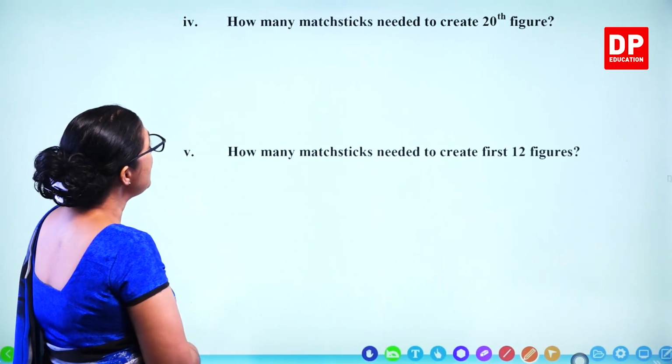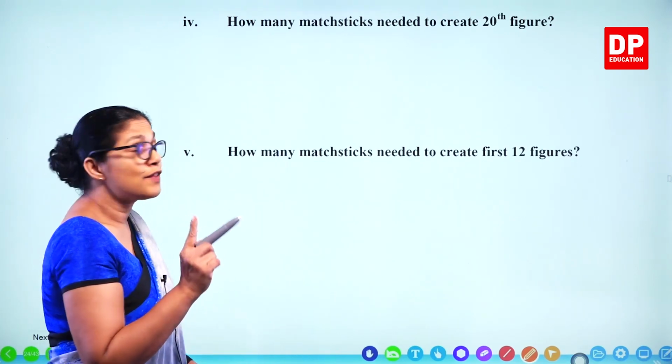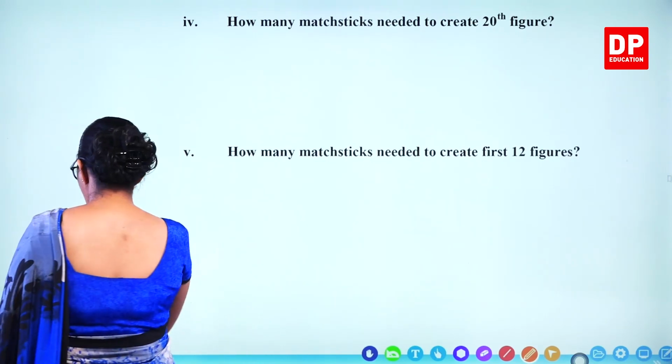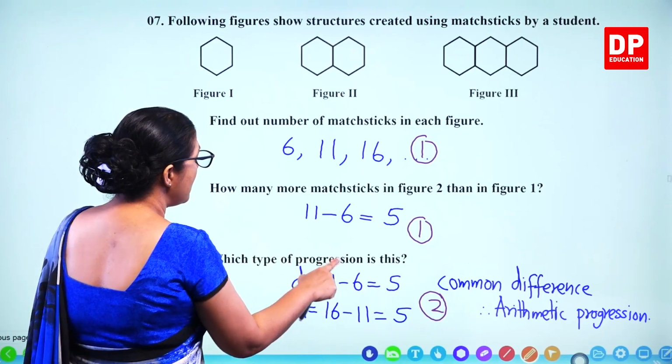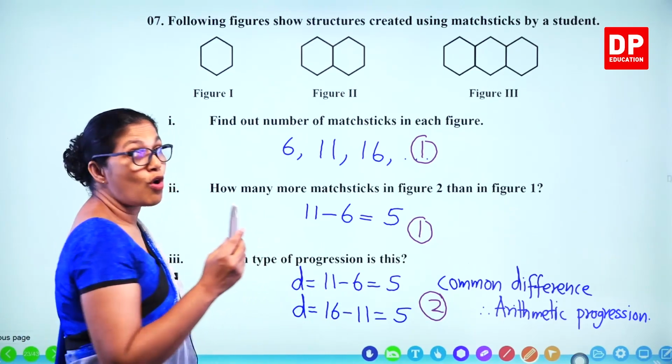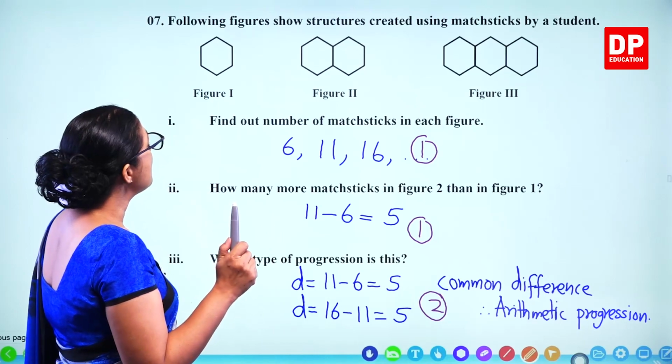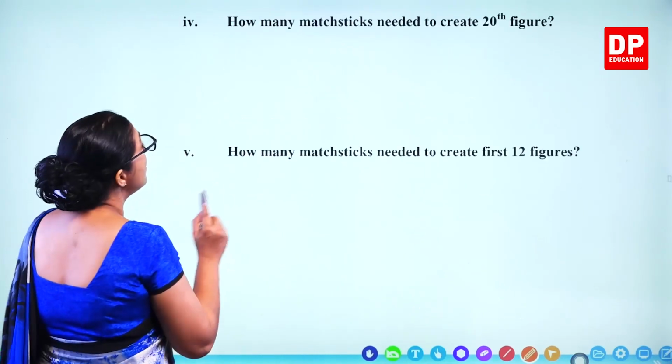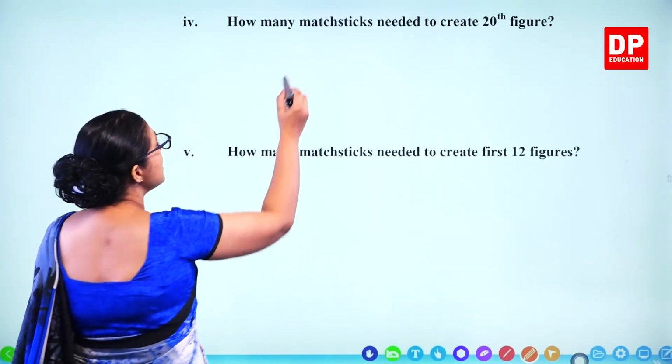Part 4, how many matchsticks needed to create the 20th figure? So we found out each time it increases by 5. The common difference is 5. First term is 6. So what's the 20th term? So T20.